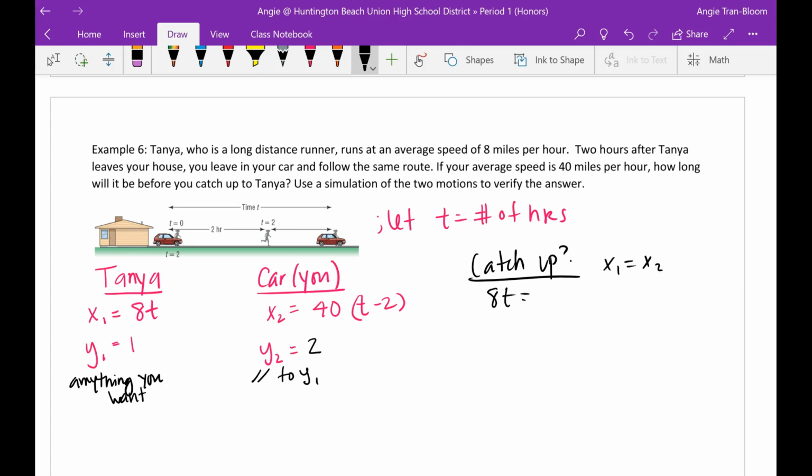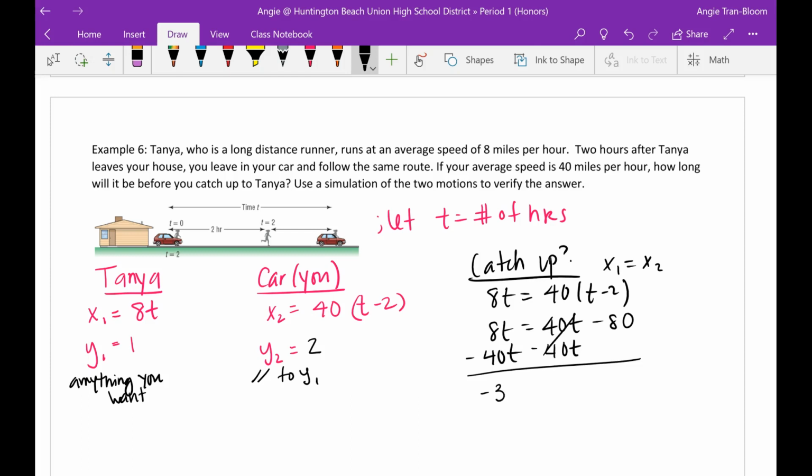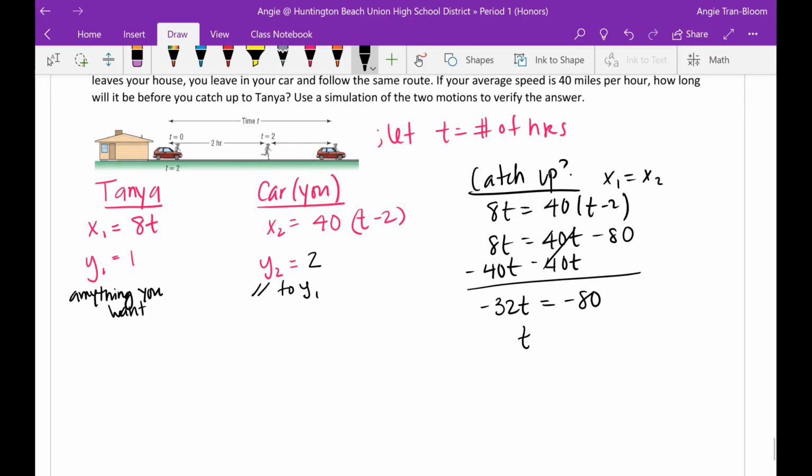So that means 8t equals 40 times t minus 2. Distributing, 8t equals 40t minus 80. I will move the t to one side, so minus 40t on both sides. This will leave me with negative 32t equals negative 80. I'm going to solve for t. T is going to be divided by 32, so 80 over 32, and I will try to reduce that.